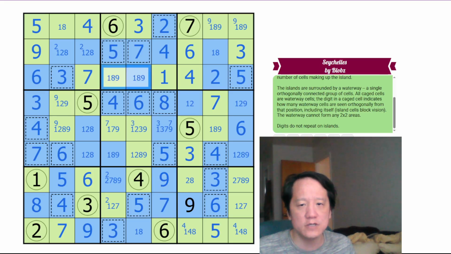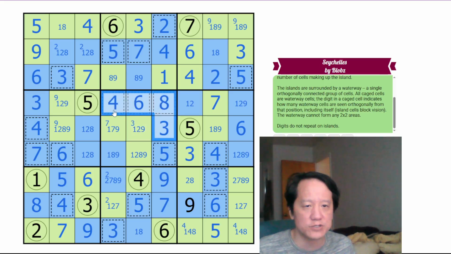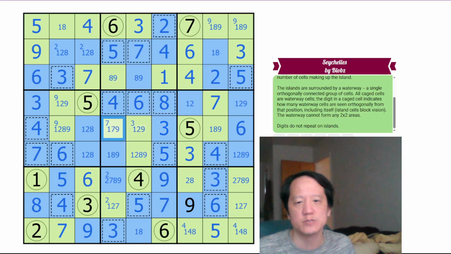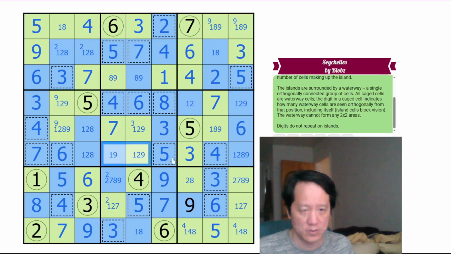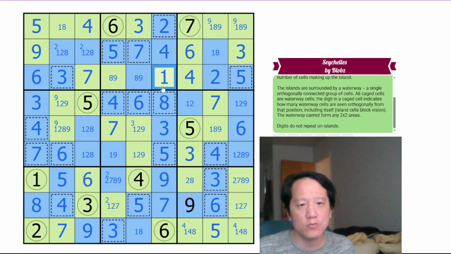No more 1s here. It's 8 and 9. This can't be 1, 7, or 9. It's 3, which eliminates 3 here. Where's a 7 in this box? It must be here. So that's 7. There's no more 8s here. 1 eliminates 1 on the rest of this island, so this can't be 1.